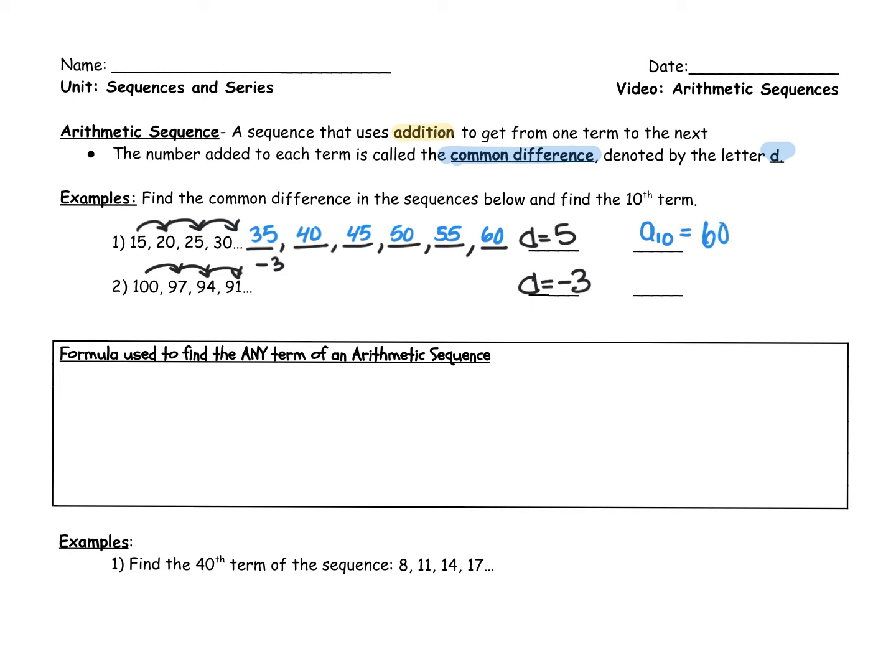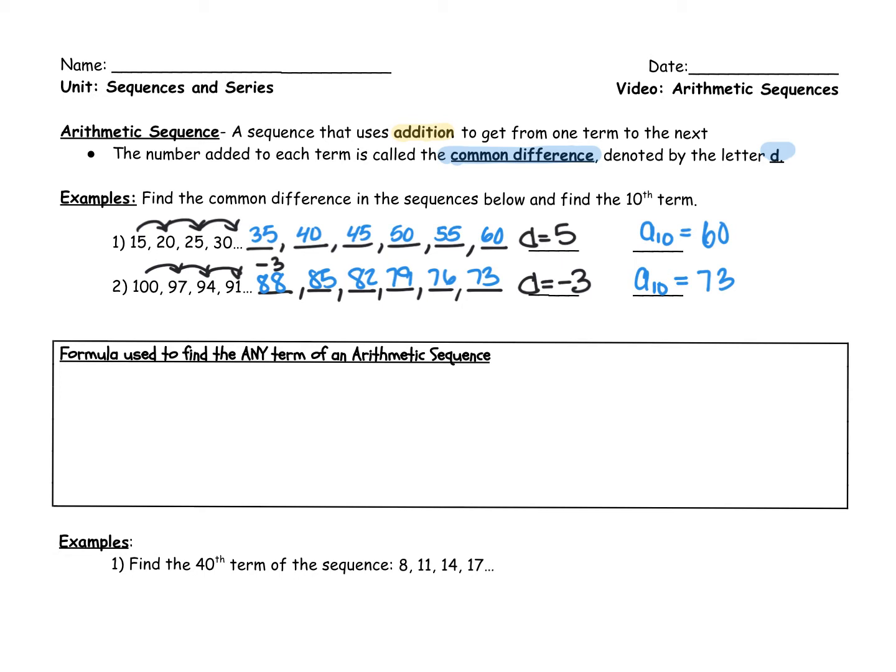Same concept would apply for number 2. So take a minute, follow the pattern, and see if you can find me a sub 10, which is my 10th term. And then hit resume when you're ready for the answer. All right, take a look at what I got. So I got that my 10th term was in fact 73.